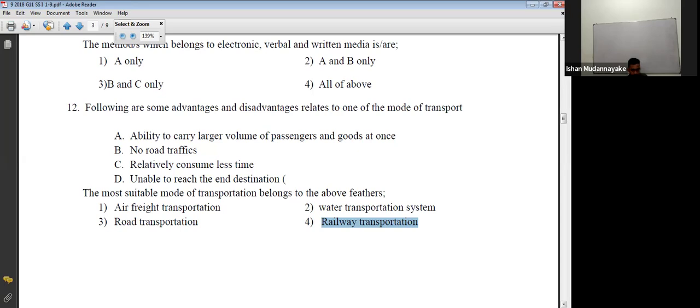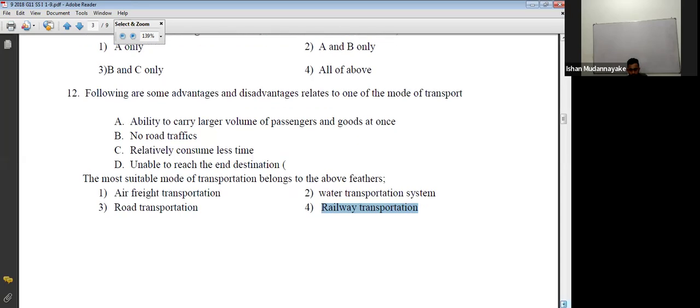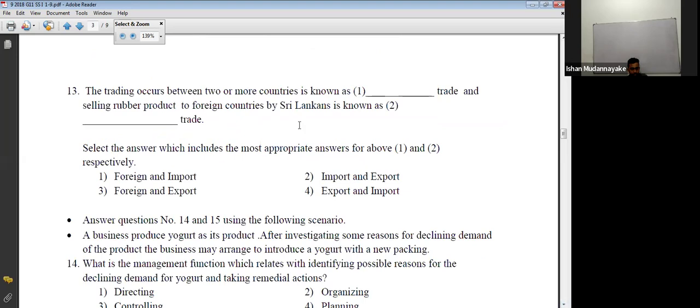Okay. Right. Lamai, question 13, what's the answer? Trading that occurs between two or more countries is known as ___ trade, and selling rubber products to foreign countries by Sri Lanka is known as ___. What is the answer for this question? Gihindu correct, Nadilya correct, Yasindu correct.